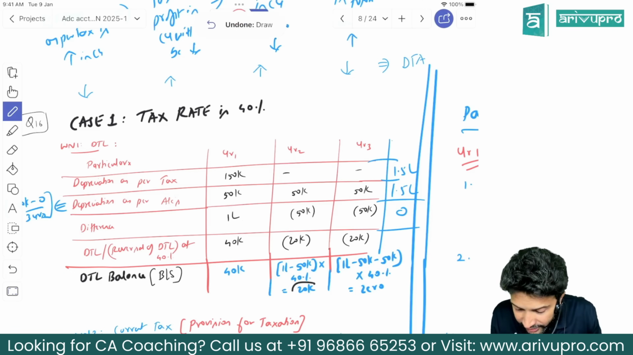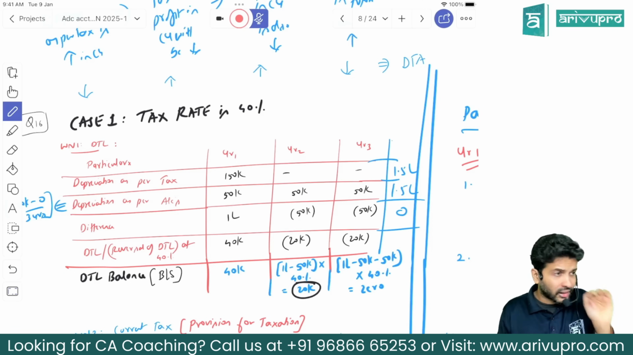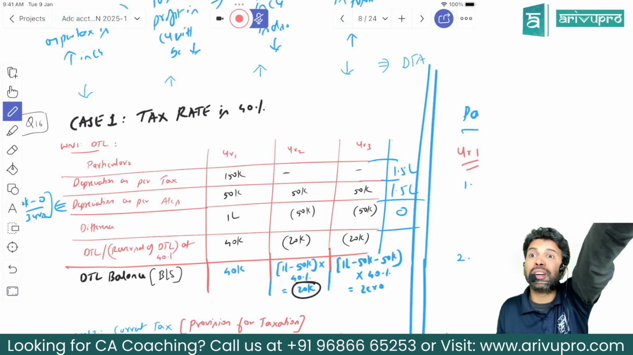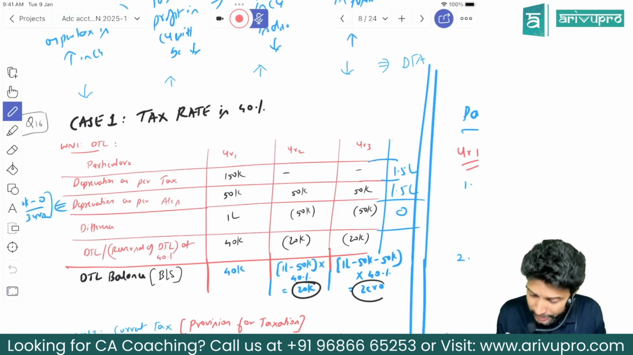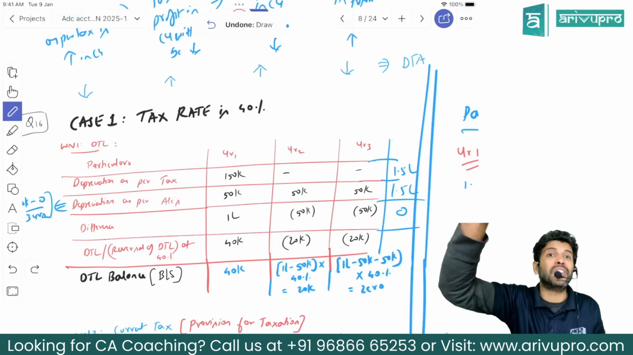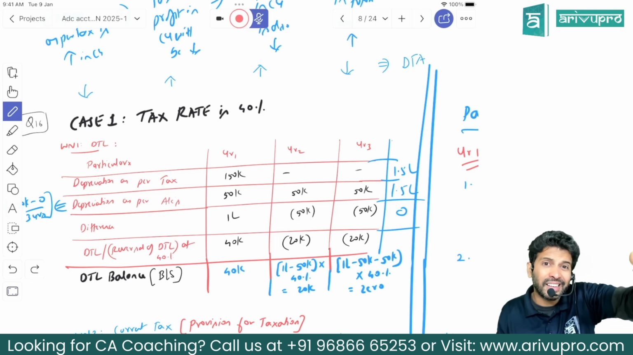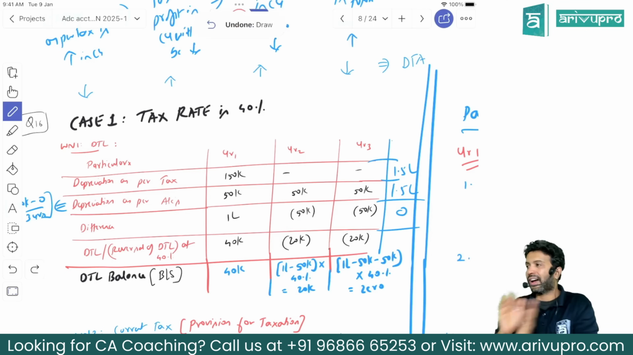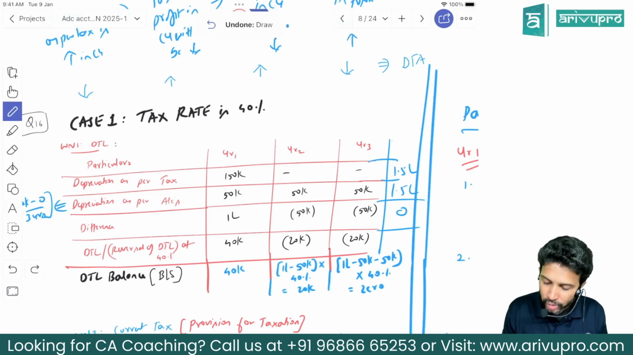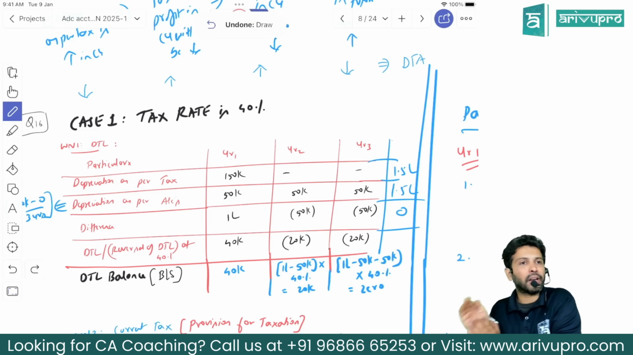But till the second year, what is the DTL balance? 20. The second year's closing balance will become the third year's opening balance. What is the opening balance of DTL? 20,000. How much should be DTL by the end of the third year? 0. That means in the third year, you have to create DTL or reverse DTL? Reverse. How much? 20,000. This is another way to get the same answer. Why am I using this? Because you'll understand it better when you go for the next case.